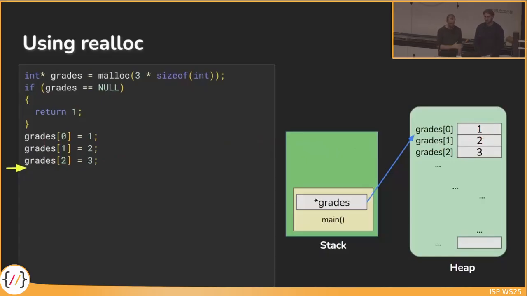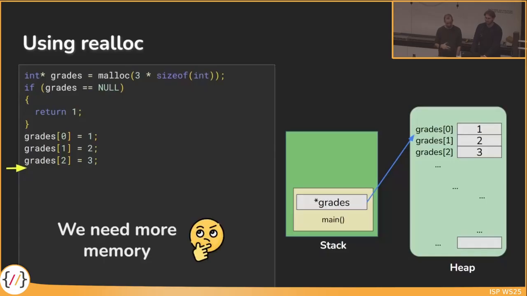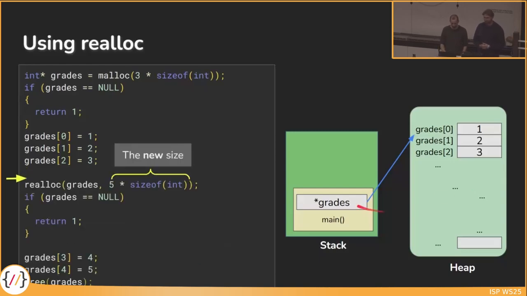Now, Sebastian came to me and said, okay, we have 2 more students. We need 2 more memory locations to store the grades. So we need more memory for that. We don't know what's in there, so we need to enlarge our current array, and we call realloc. The first argument is the existing pointer to the existing array. The second argument is the new size, so I want to have 5 times size of int. So from 3 we go to 5.